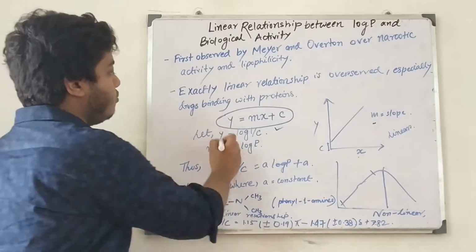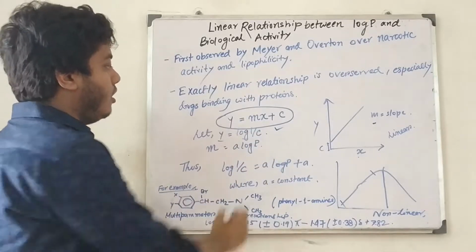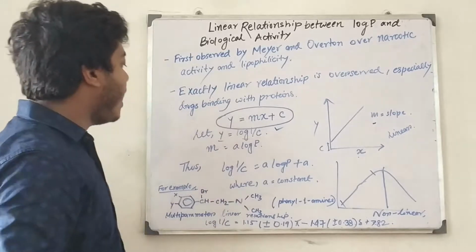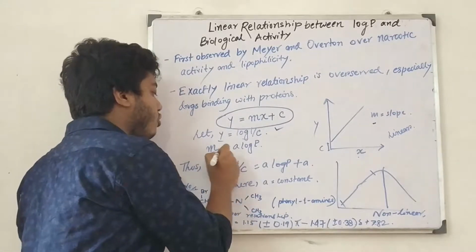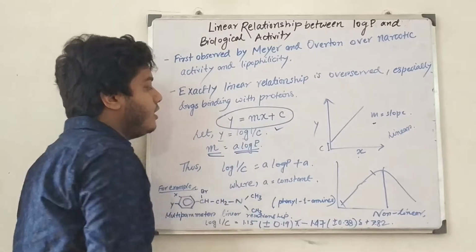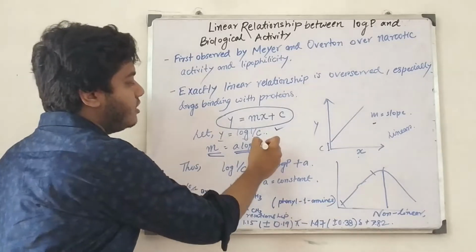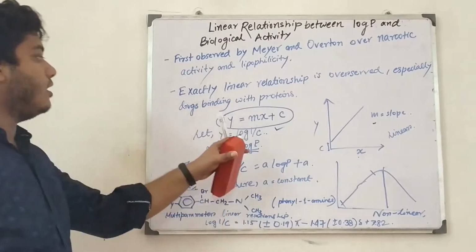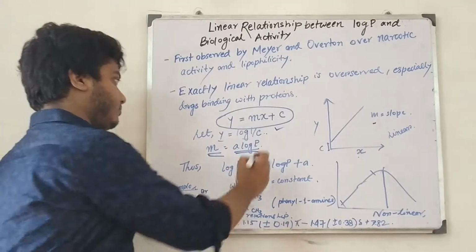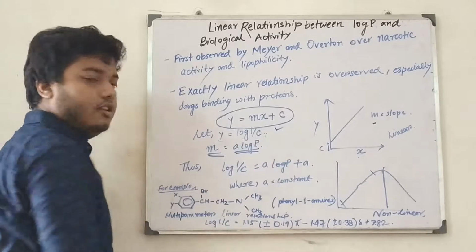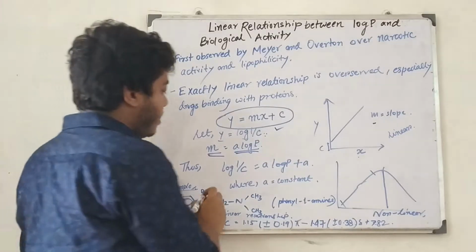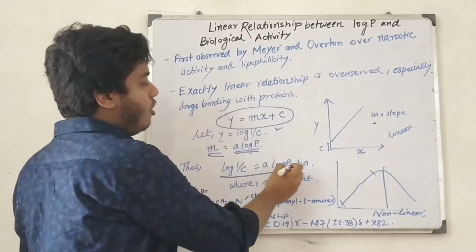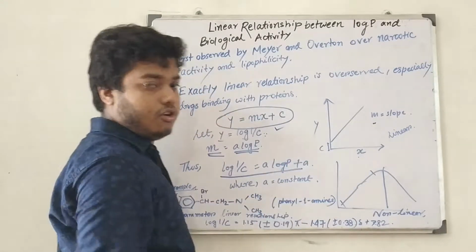So if we substitute y equals to log 1 by c, where c is the concentration, and if we substitute the slope value with a log p, then we get a relationship between concentration and the log p value. Okay, the concentration of the substances and the log p value. So thus we can develop a relationship as log 1 by c equals to a log p plus a, where a is a constant.